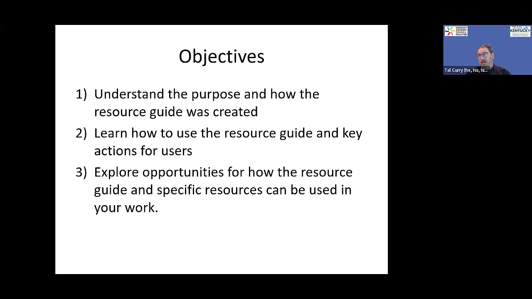So the objectives for today will be to understand the purpose and how the resource guide was created, learn how to use the resource guide and key actions for users, and explore opportunities for how the resource guide and specific resources can be used in your work.